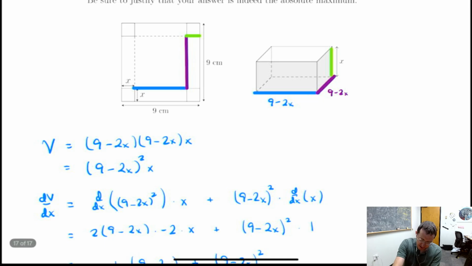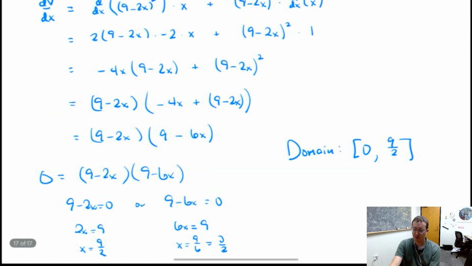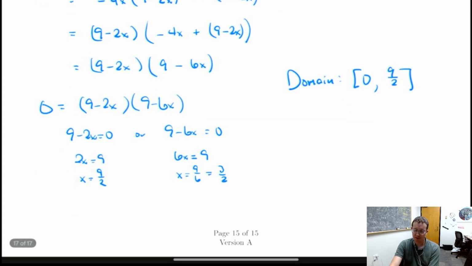And the biggest value of x then would be 4.5. That's 9 halves. Because right, there's half of the 9 centimeters, there's half of the 9 centimeters. And again, plugging 4.5 into the equation doesn't cause any mathematical trouble. So the domain of this function is going to be the closed interval from 0 to 9 halves.